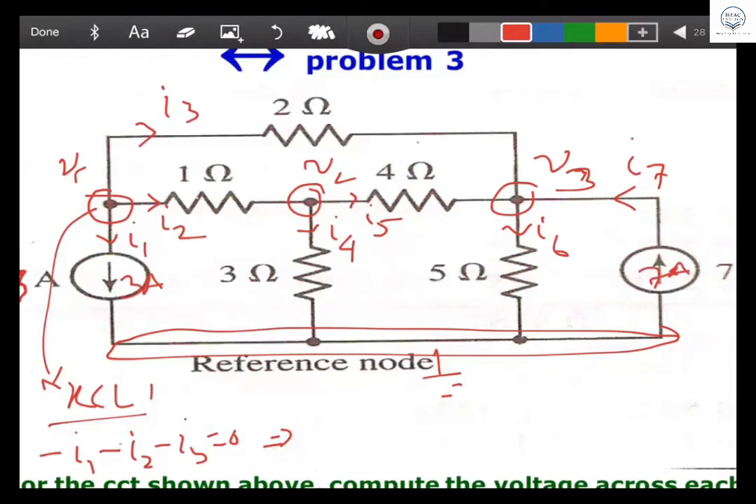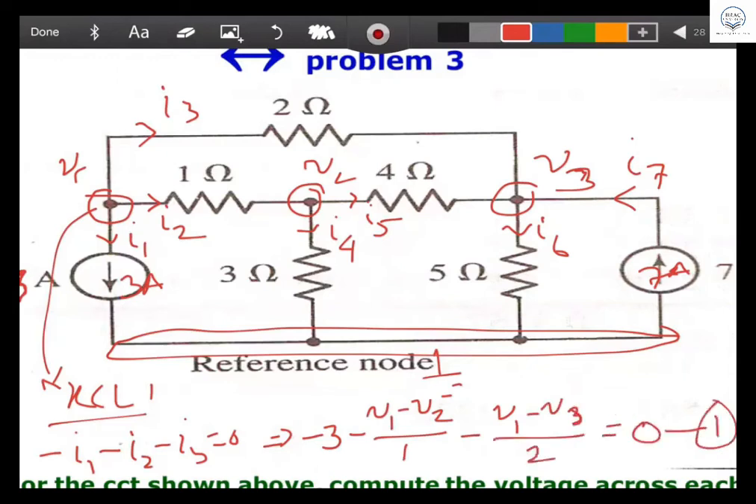Okay, so minus I1 means minus 3. Minus I2 means V1 minus V2 divided by 1. All of you understand it? I3 equals what? V1 minus V3, divided by 2. Equal to 0. This is equation number 1. All of you understand it? Yes, sir. Everybody understood. Okay, good.